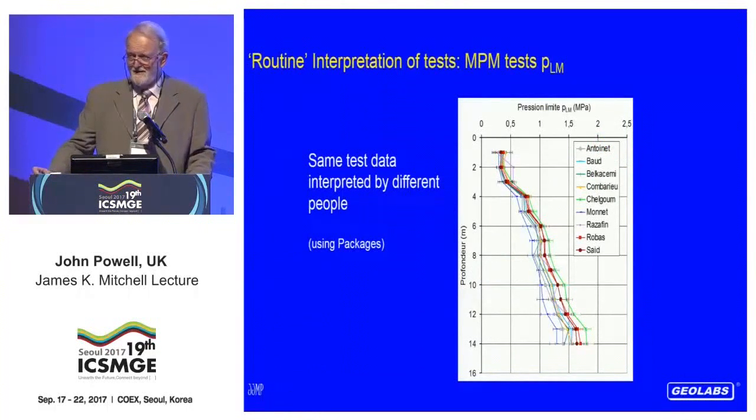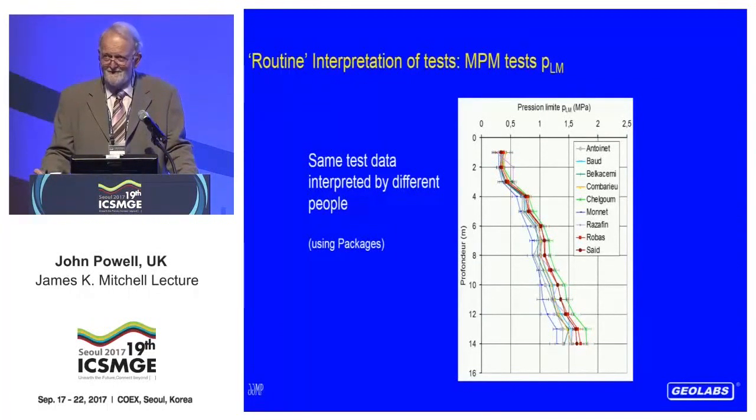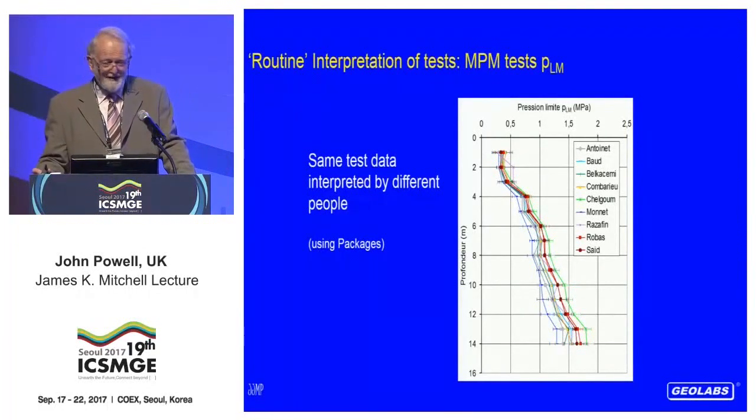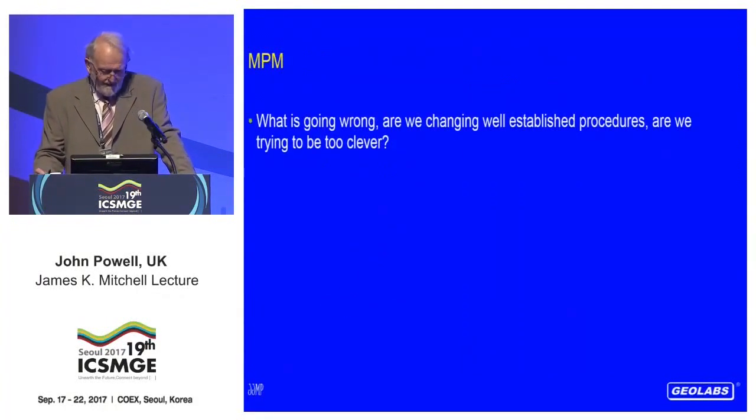But this is a series of interpretations done by a group of people of the same pressure meter test results to give the Menard limit pressure. Big range of values. Why? Because they're all not doing it by hand. They're trying to curve fit and put it into software and get the software to give them the results. Something's going wrong. A simple interpretation procedure being made more complicated and more variable. And the same thing happens with the Menard modulus. We're going backwards here. We're trying to be too clever.